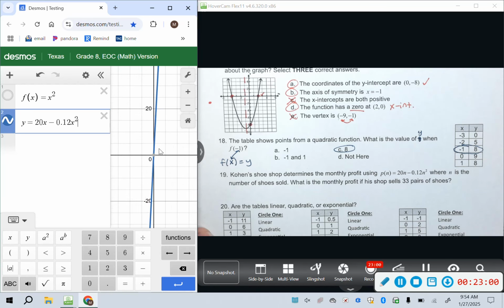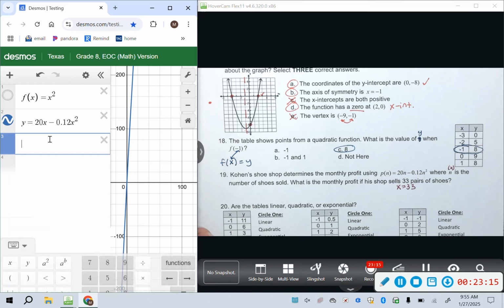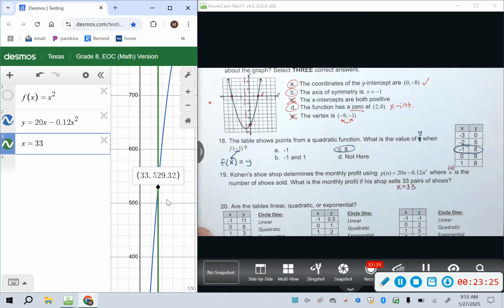Okay, so I have this graph, and it tells me what is the monthly profit if he sells 33 pairs of shoes, and it says n is the number of shoes sold, so x, remember we're using x. So we want to know where x equals 33, so I'm going to type x equals 33, and I'm going to see where they touch. So I already know 33, so my answer is 529.32. It says, what is the monthly profit? Well, that's money, and it's rounded to the hundredths because money is always to the hundredths, so there's my answer.